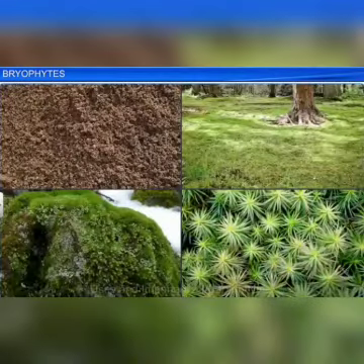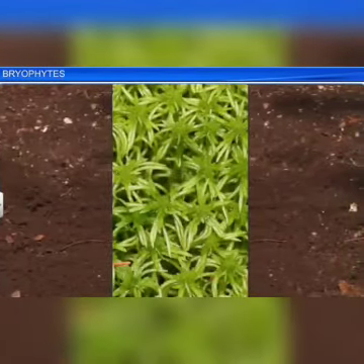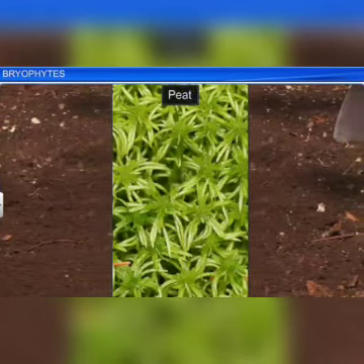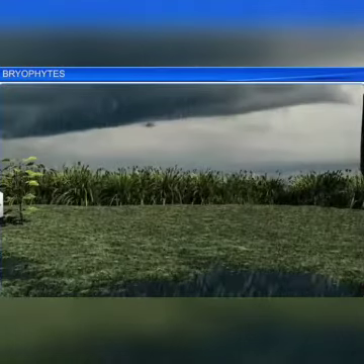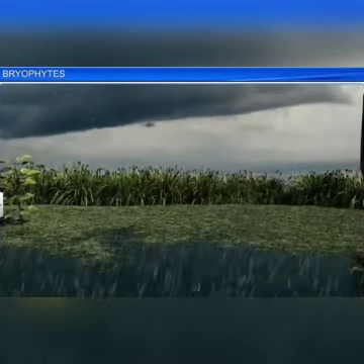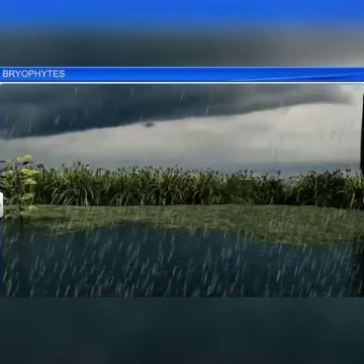Let's now look at the uses and importance of bryophytes. Moss such as sphagnum provides peat, which is used as fuel. Moss also forms a dense mat, thereby allowing rainwater to percolate into the ground. This prevents rainwater from running off and the subsequent soil erosion.